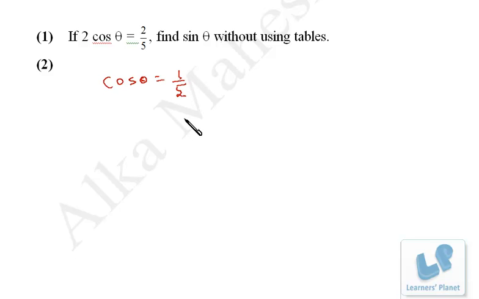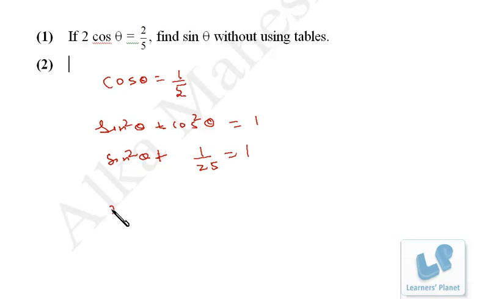Now we know the relationship between sin theta and cos theta, we have already derived the formula. Sin square theta plus cos square theta is equal to 1. So the value of sin square theta plus cos square theta is always 1. Now we just put the value of cos theta as 1 by 5. So square of 1 by 5 will be 1 by 25, and that's 1 minus that. So sin square theta is equal to 1 minus 1 by 25, that's 24 by 25.